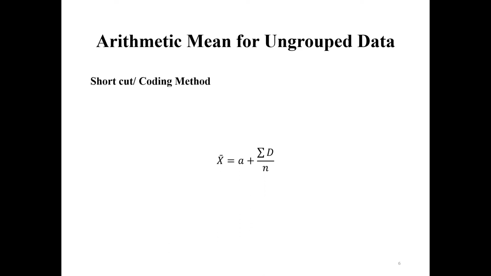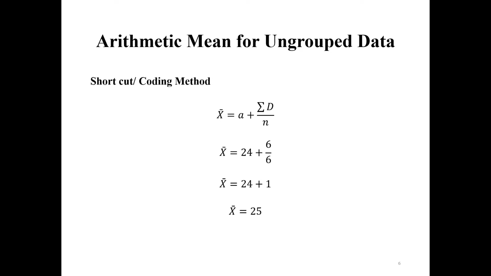Here is the formula of shortcut method. By putting the values, 24 plus 6 divided by 6, which is equal to 24 plus 1, and the mean again is 25. So it doesn't matter which method you use, the arithmetic mean of any given data set will remain the same.